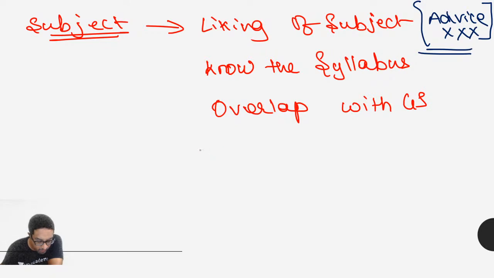These three are extremely important. You need to first like the subject. You need to have a kind of liking or a passion for the subject. Say, for example, I've told this many times. I really love history, but somehow I don't like geography.